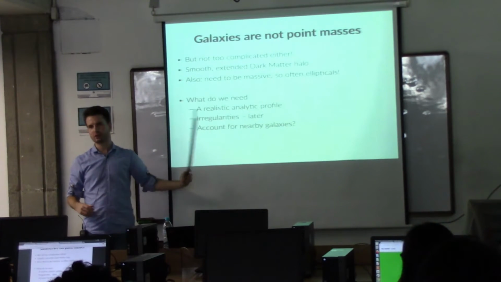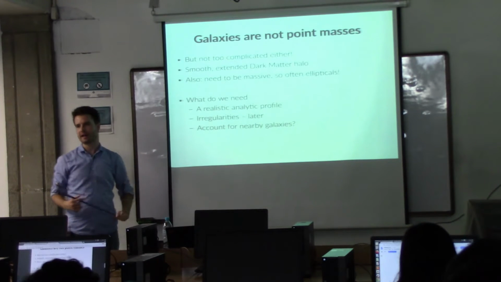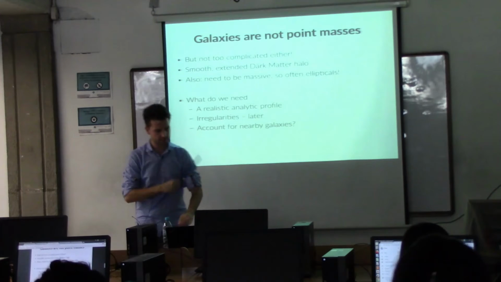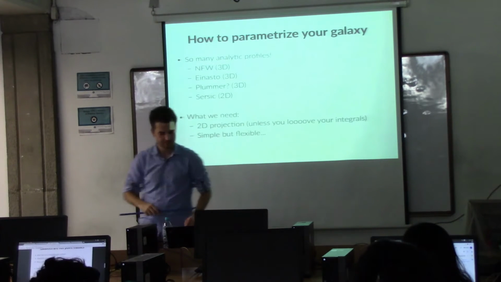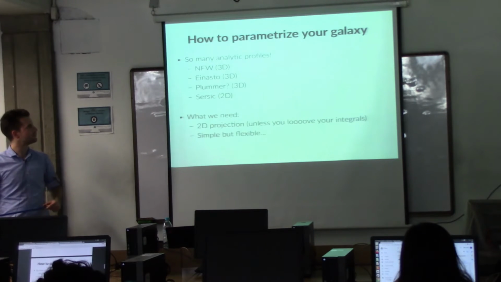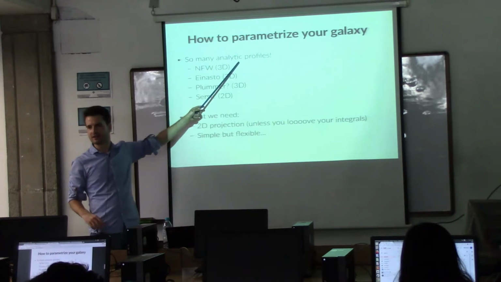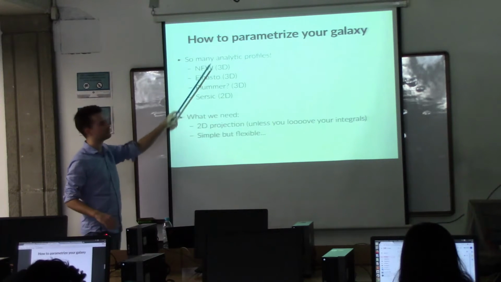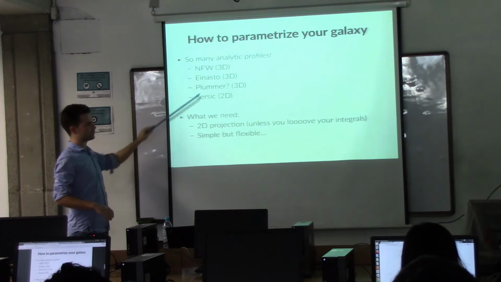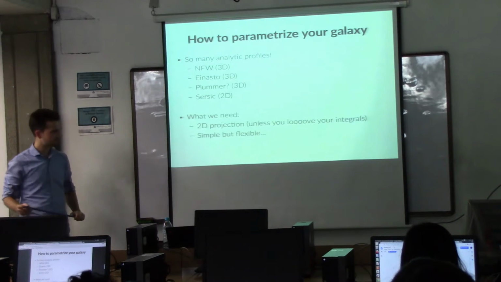Later we can add some irregularities to that, and maybe account for nearby galaxies, because often galaxies come in groups or have small galaxies around. And the nice thing is that we spent the better part of the 20th century creating analytic profiles for galaxies and stars and the dark matter in them. There is the Navarro-Frenk-White, there is Einasto, there is a Plummer profile, if you know it. There is a Sersic in 2D.